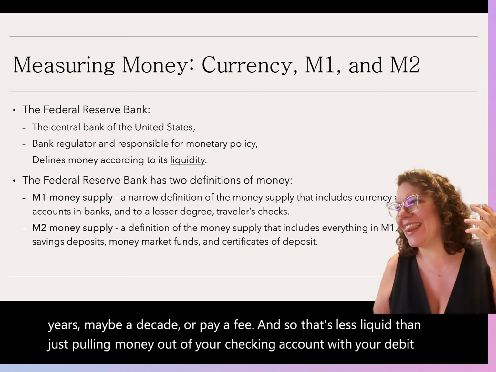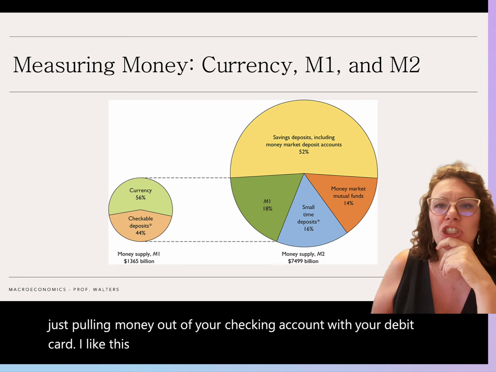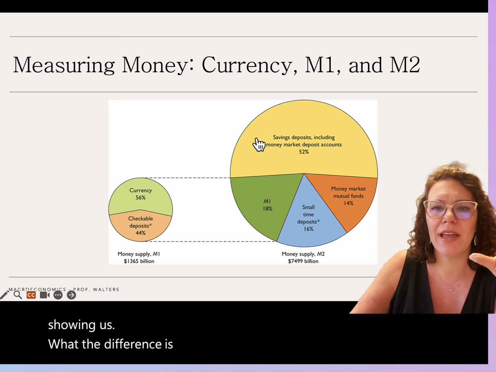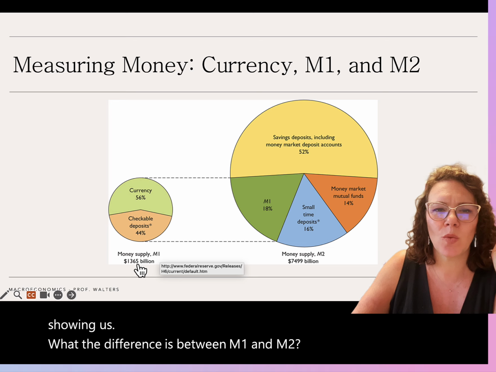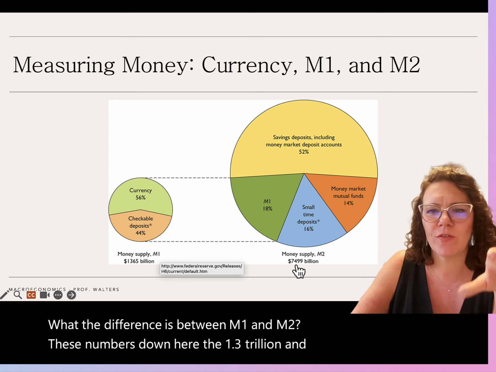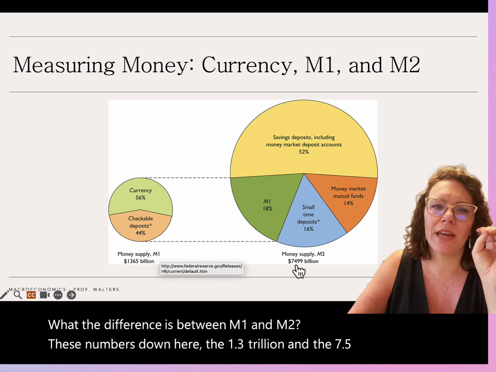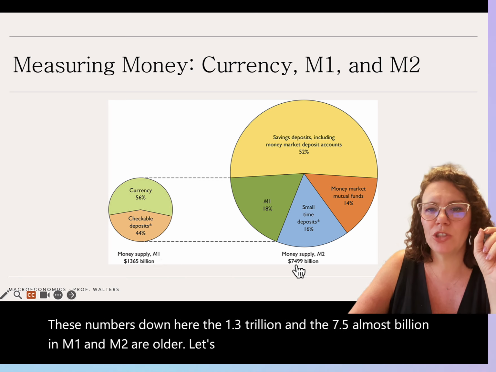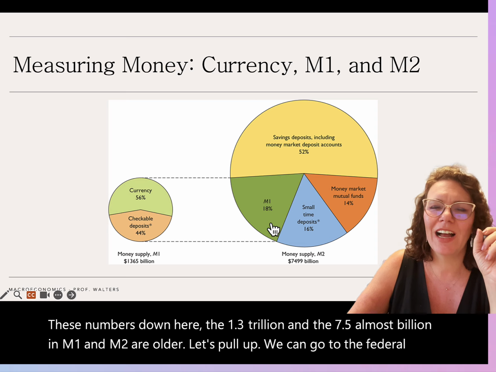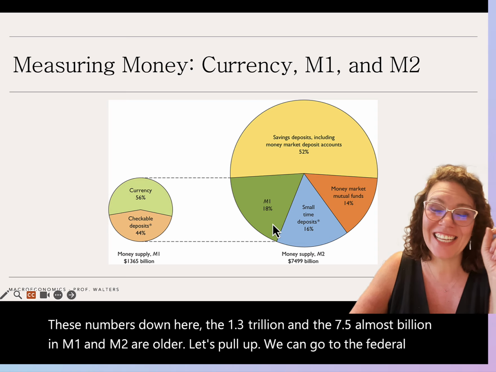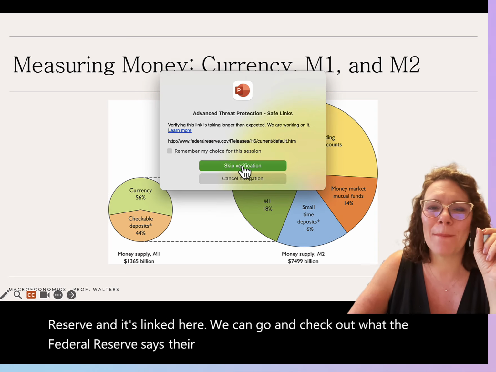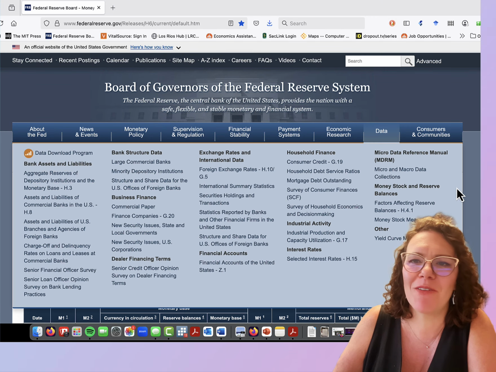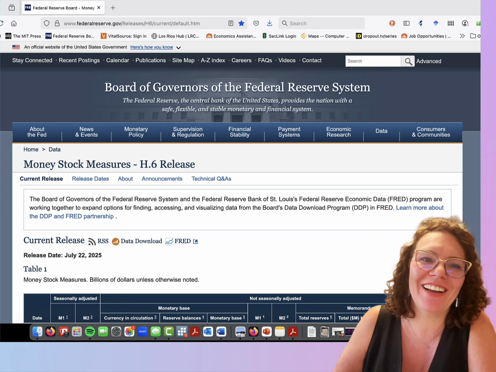I like this graph because I feel like this does a good job of showing us what the difference is between M1 and M2. These numbers down here, the 1.3 trillion and the almost 7.5 trillion in M1 and M2, are older. Let's pull up the Federal Reserve, and it's linked here. We can go and check out what the Federal Reserve says their current numbers are. So here is the most current data on money stock that I can access when I'm making this recording.